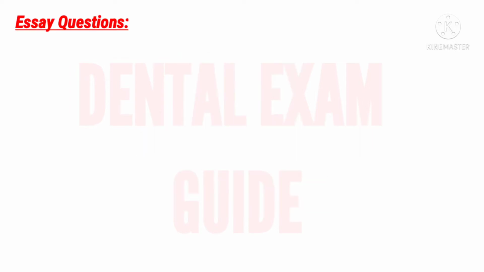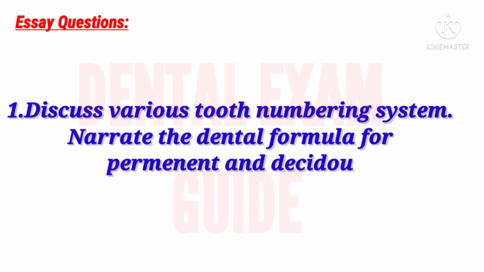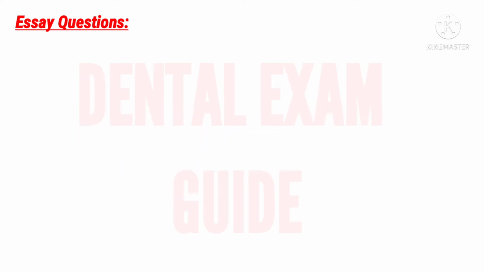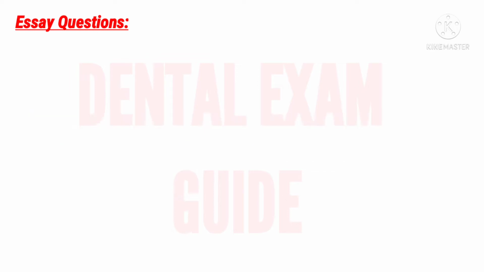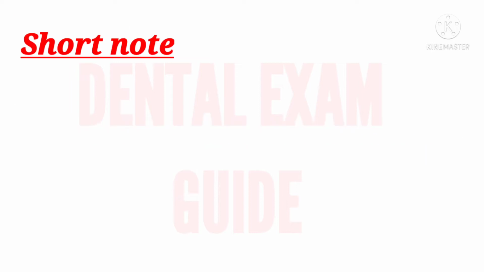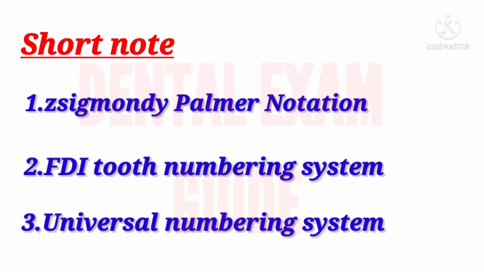You can get both essay questions and short notes from this topic. Previously asked essay questions are: discuss various tooth numbering systems, narrate the dental formula for permanent and deciduous teeth, which we have already discussed in our previous video. The second one was explain the systems of dental notation with examples. And the third one was enumerate the different tooth numbering systems with a note on its importance. Sigmondy Palmer system, FDI's two-digit system, and universal numbering system are commonly asked short notes.